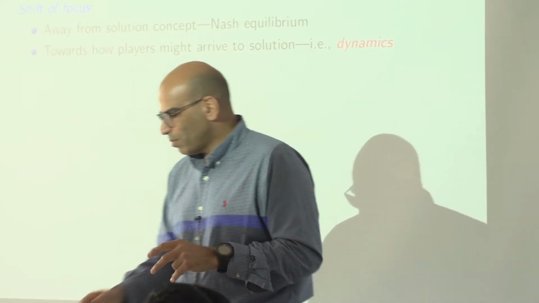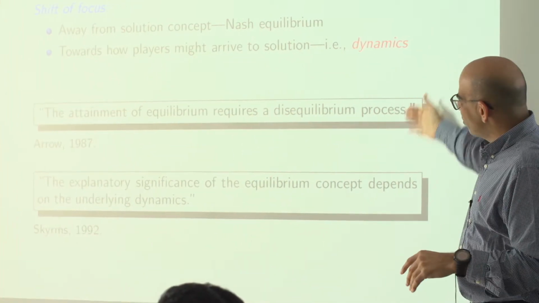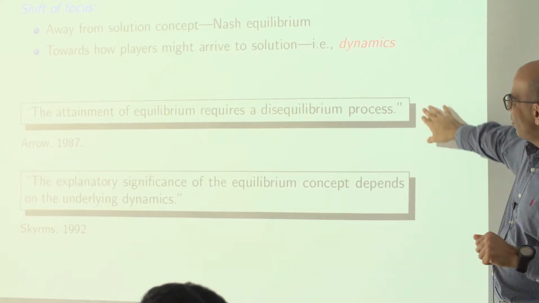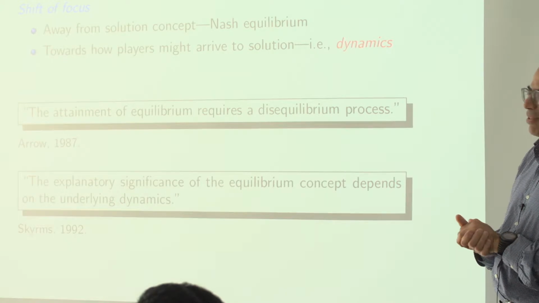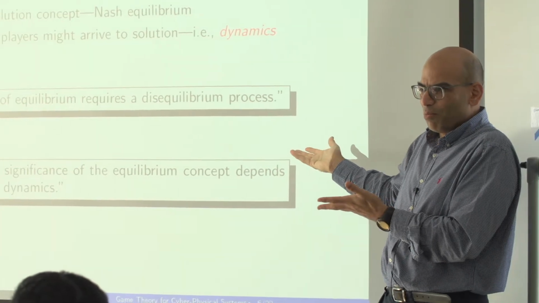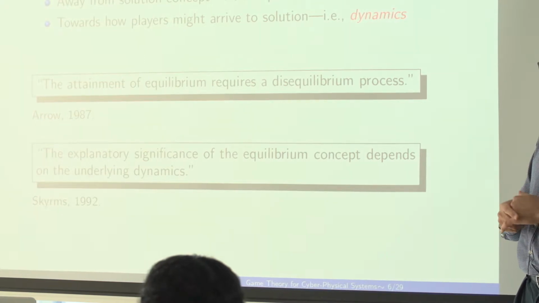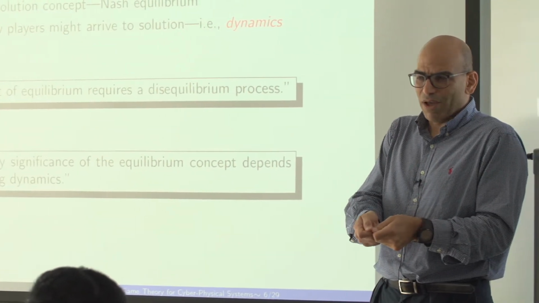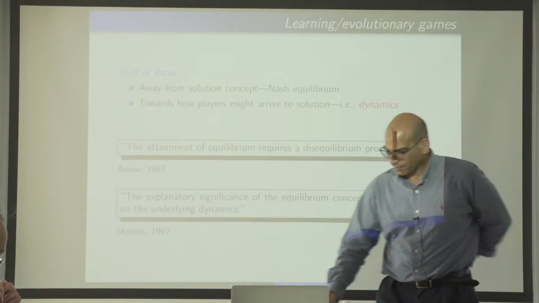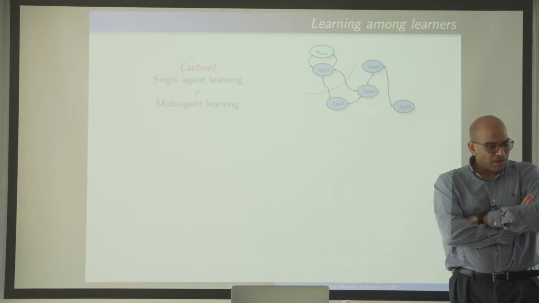And so as with plausibility arguments, we want dynamics that are well motivated. And these are two nice quotes that reflect the spirit of the learning in games literature. One is, the attainment of equilibrium requires a disequilibrium process. Before we even talk about equilibrium, we need dynamics. That's the disequilibrium process. Another is, the explanatory significance of equilibrium depends on the underlying dynamics. If we're going to believe in an equilibrium outcome, well, we need to believe in some dynamics that took us there. So it's going to be about learning.